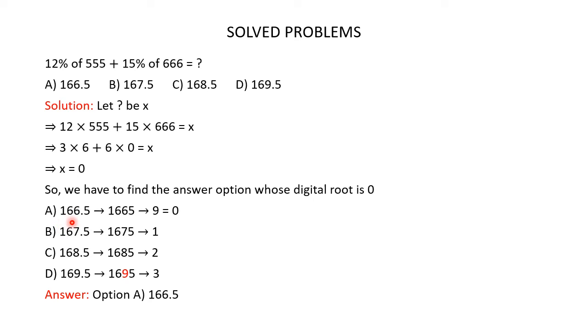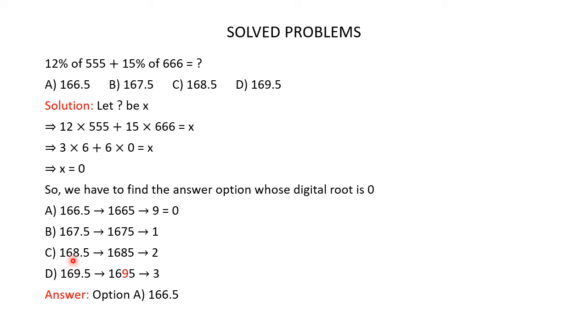Answer option A is 166.5. Ignoring the decimal point, you have the number 1665. 1 plus 6 is 7, 7 plus 6 is 13, 13 plus 5 is 18 and 1 plus 8 is 9, which is nothing but 0. Option B is 167.5. Ignoring the decimal point, you have the number 1675. 1 plus 6 is 7, 7 plus 7 is 14, 14 plus 5 is 19 and 1 plus 9 is 10 and 1 plus 0 is 1. So the digital root here is 1.